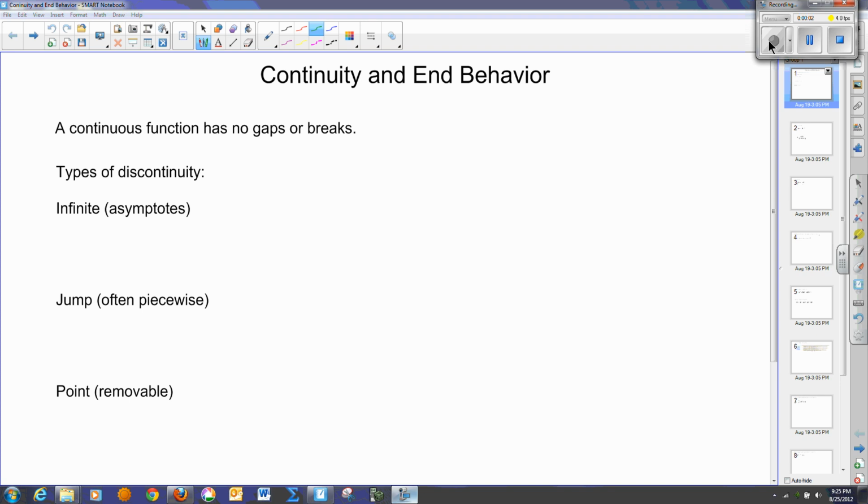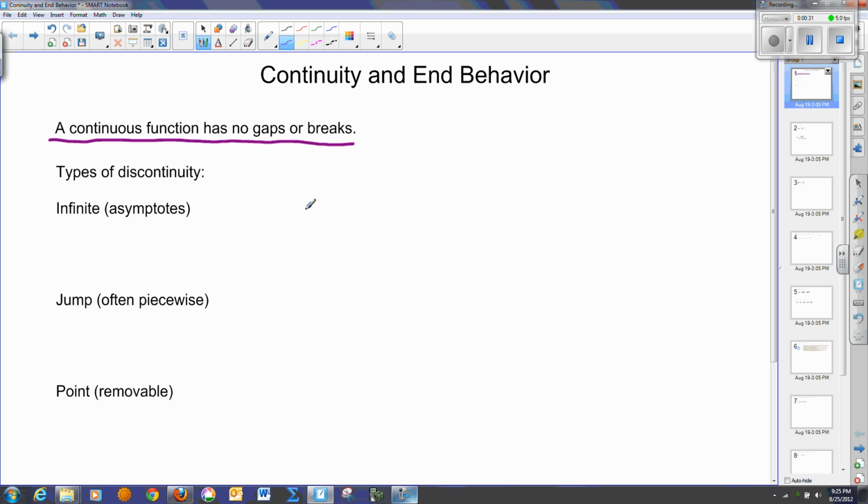Today we're going to talk about a topic called continuity and another called end behavior. So the general definition of continuity is a function that has no breaks. In other words, you can draw it without lifting up your pencil. So rather than talking about types of continuity, which most graphs have, let's talk about the types of functions that don't have continuity, or the types of discontinuity.